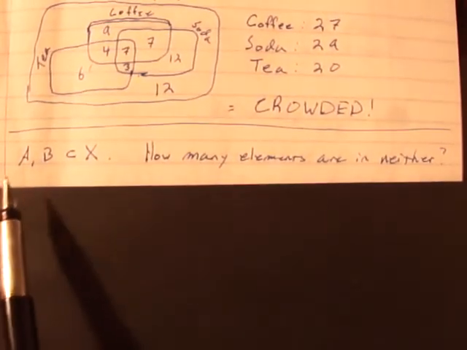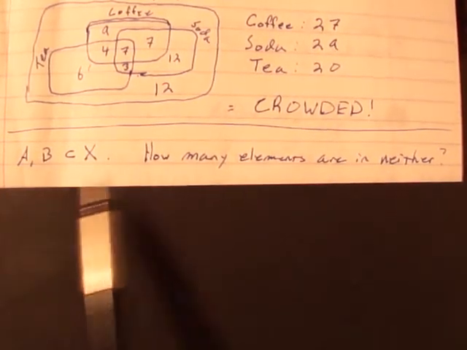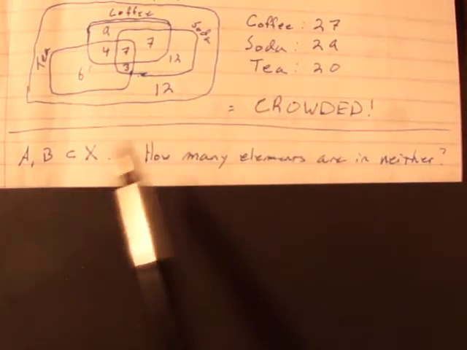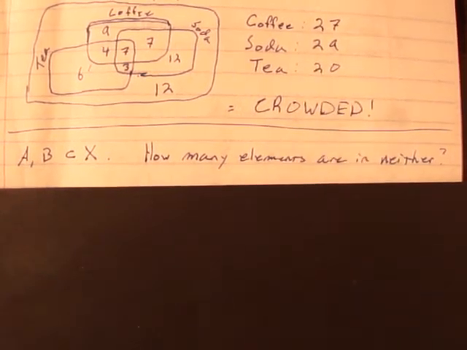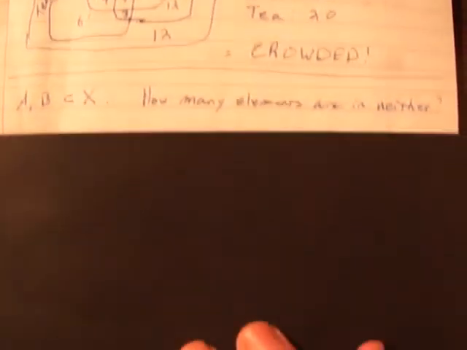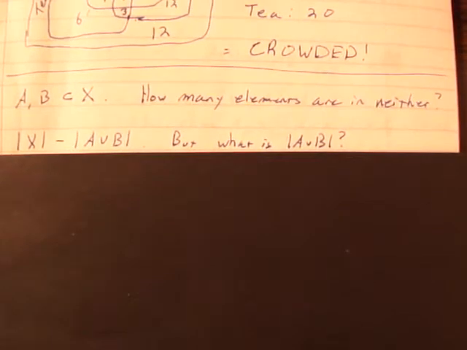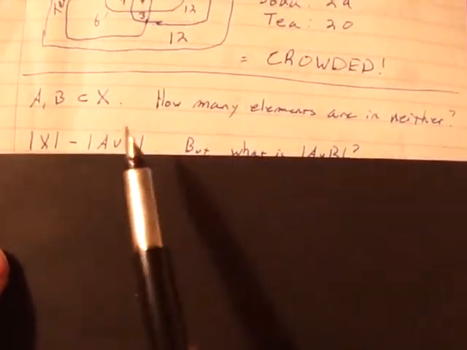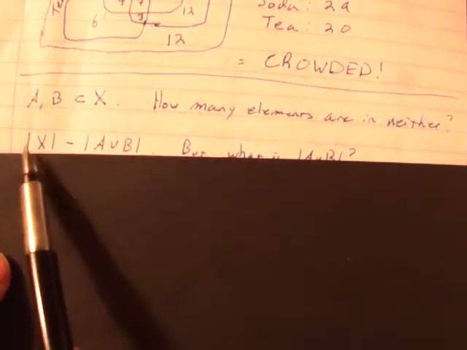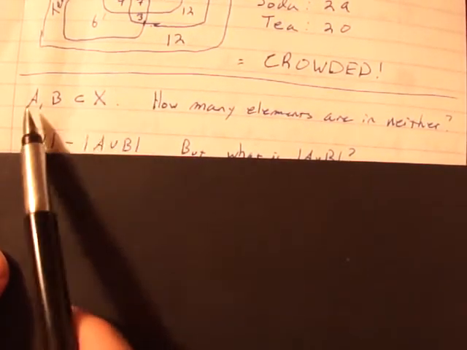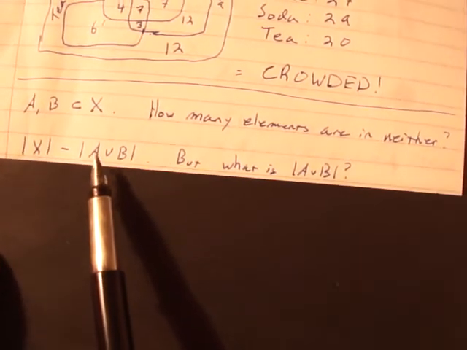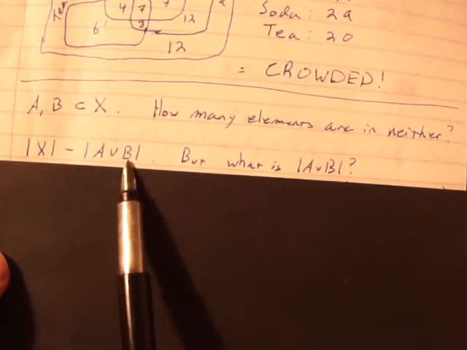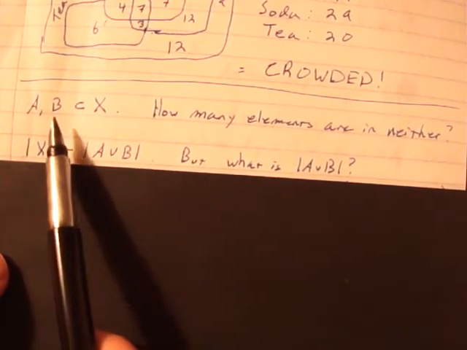So let's say that we have two sets, A and B, and they're subsets of some set X. How many elements are in neither A nor B? That's kind of what we did up here, but now there are only two categories instead of three. So I'll just present it and then explain it here. Well, it seems pretty straightforward that if we want to know how many elements are in neither A nor B, this is just the cardinality of X, the set that contains them, minus the cardinality of the union of A and B. And you recall that the union of two sets is the set of all elements that are in either A or in B.